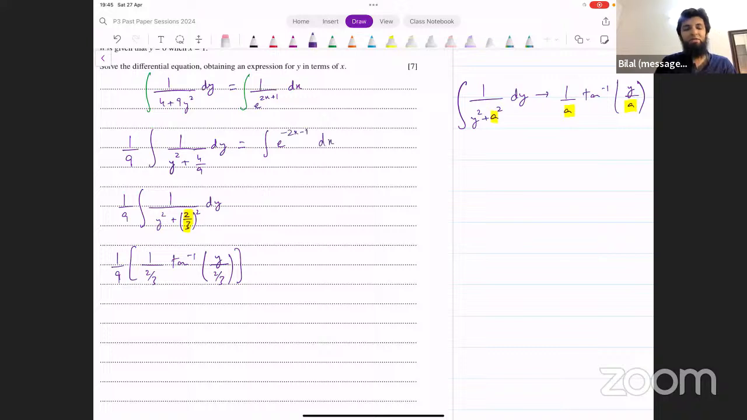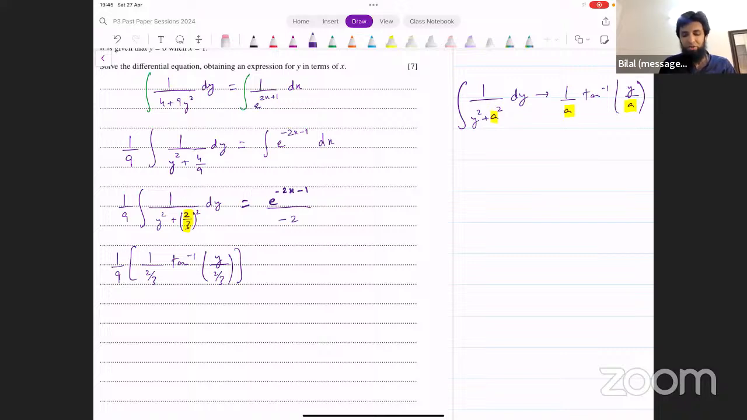And now we need to integrate this with respect to x. E power something, how do we integrate that? We got something linear in the power, right? So we can integrate this directly. E power something remains e power that thing, e raised to power minus 2x minus 1. But then whatever comes in this place, you've got to divide by the derivative of that. What's the derivative of minus 2x minus 1? Derivative of minus 2x minus 1 is minus 2. So we divide by minus 2 because of that. That's the integration of the right-hand side.